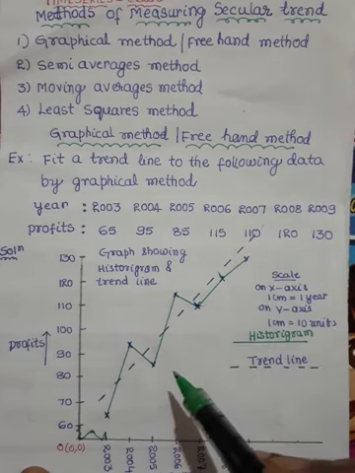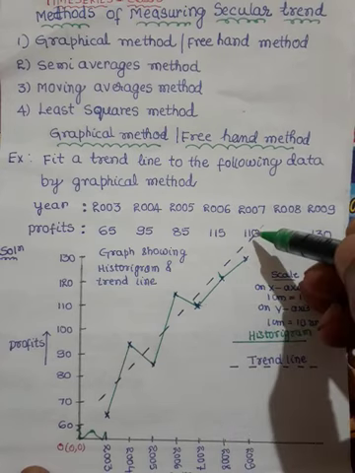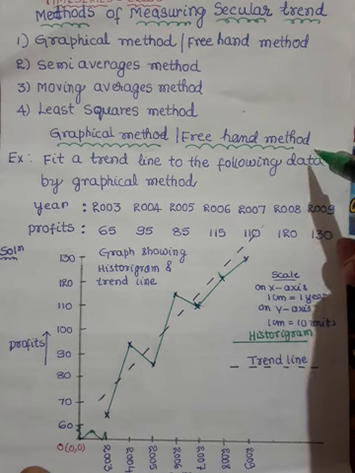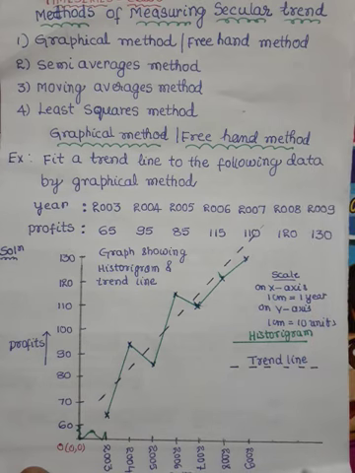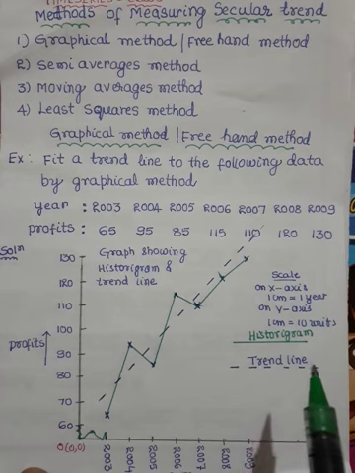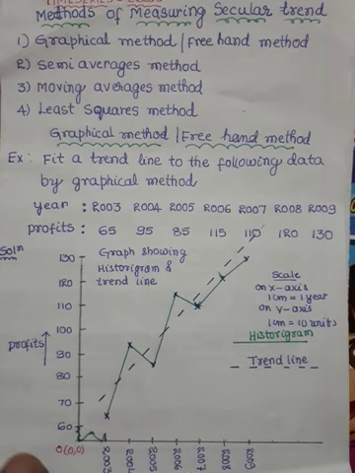Now, by extending this straight line upwards, we get an estimated profit for any corresponding year. So, this is the method of obtaining the trend values by the graphical method.